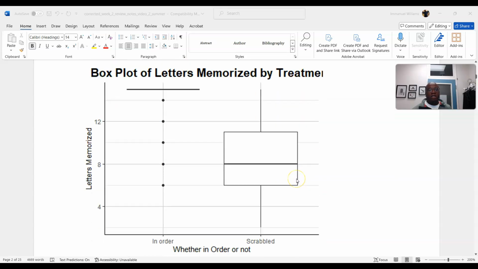This is the box plot. It allows us to see the distribution of the two groups. With that being said, I might as well ask you now: what are the two variables? The two variables should be letters memorized and whether or not the letters were in order. The number of letters memorized is quantitative, whereas whether the letters were in order or not is categorical binary.